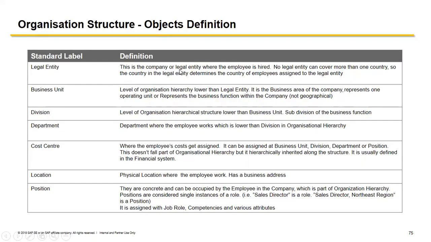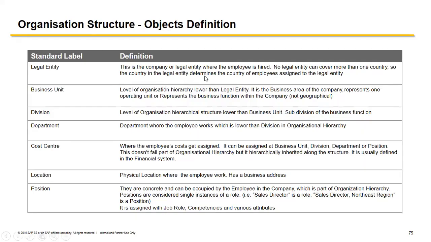Legal entity is the company where the employees are hired. Legal entity or a company. The standard SuccessFactors label for the legal entity is legal entity, but this can be renamed to company, organization, or whatever your customer wants to call it. Basically the company and legal entity are the same. No legal entity can cover more than one country. While creating a company, you will have the option to choose the country, and you can only choose one country. That means one company can belong to only one country, not multiple countries.